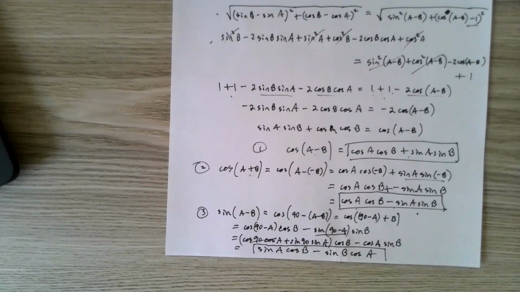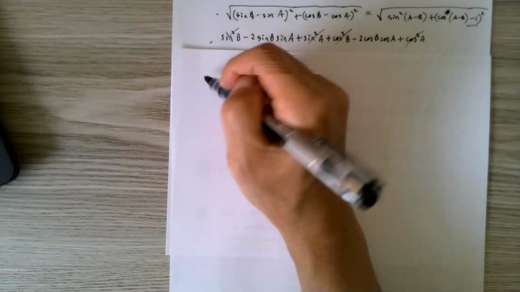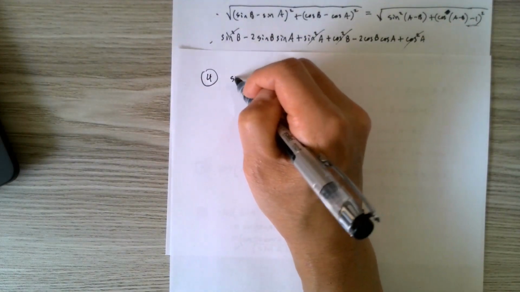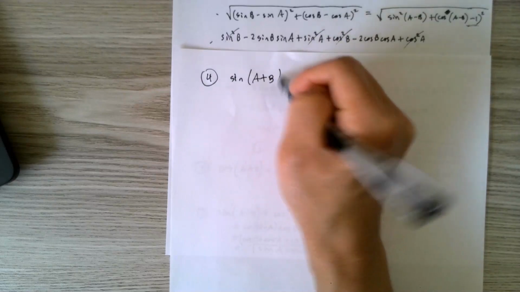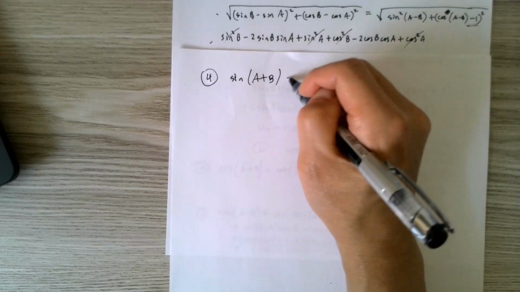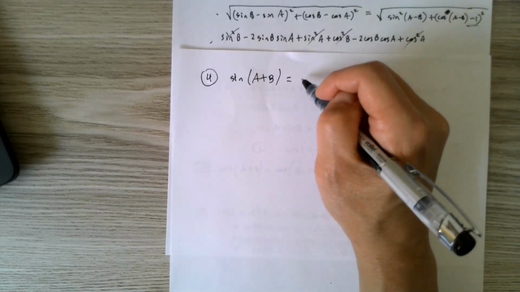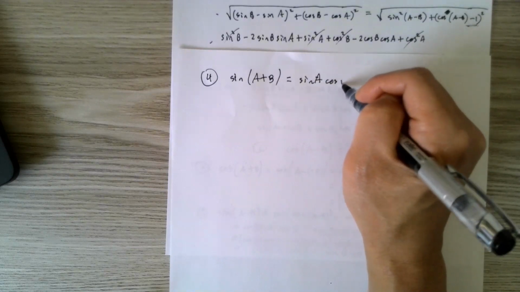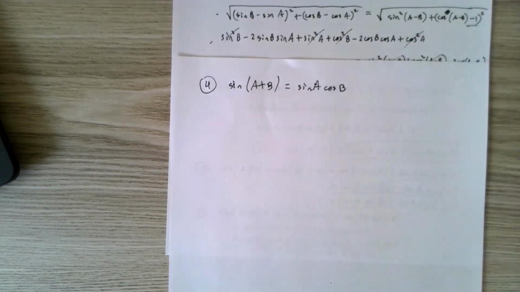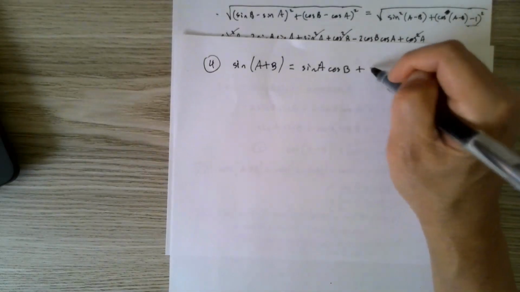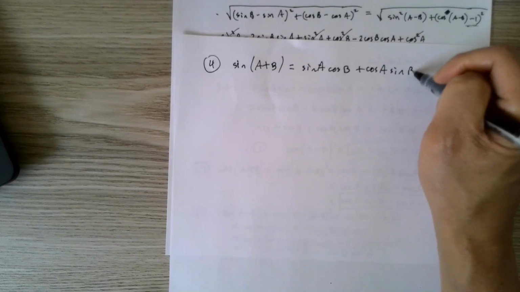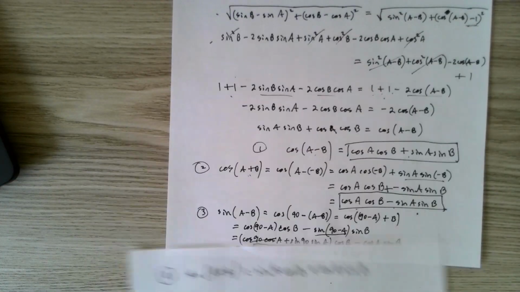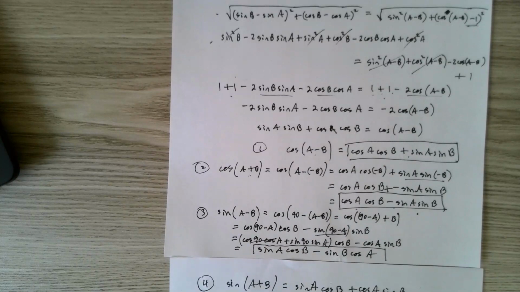Okay, and then the fourth one, I'm not going to go through that whole thing again, but the fourth one, you can use similar algebra and substitution as I just did to get number 3. To get sine of A cosine B plus cosine of A sine B. And those are the four main identities for sum and difference.